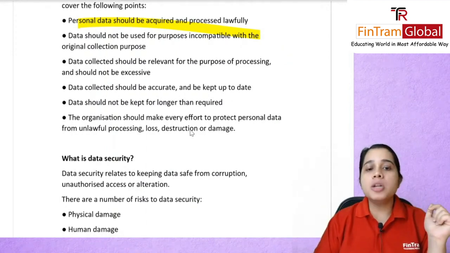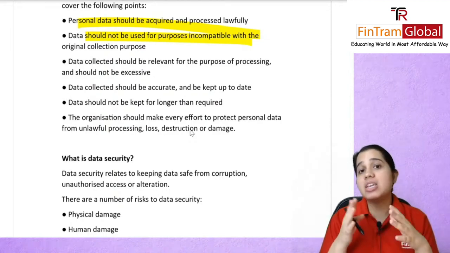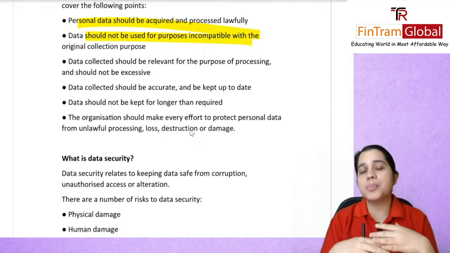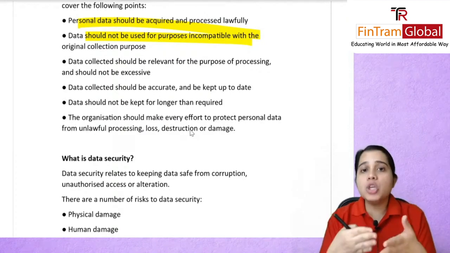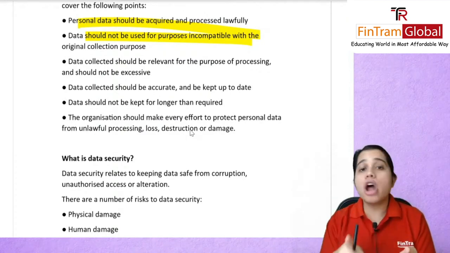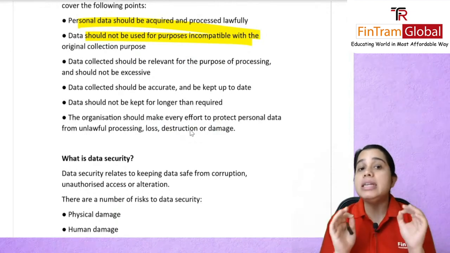This data should not be used for any purposes which are incompatible with the original purpose. So if I took this data for a particular purpose, then I should be only using it for that purpose and not for anything else. That will be considered illegal.